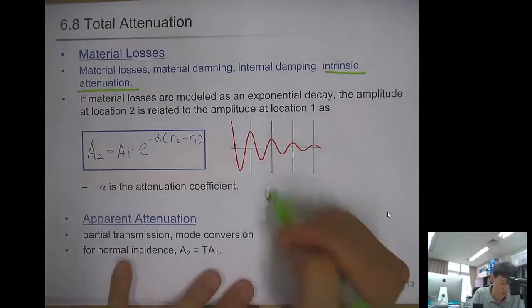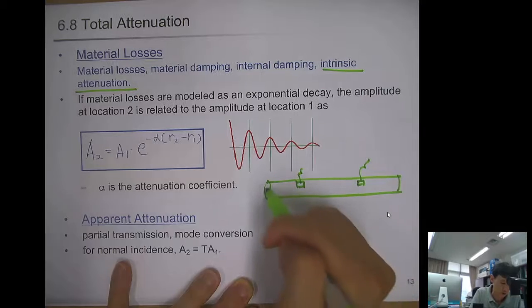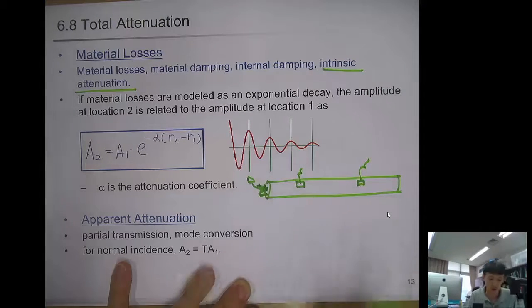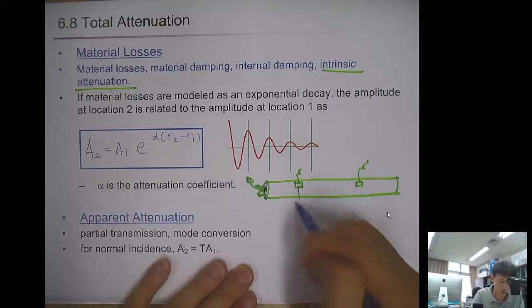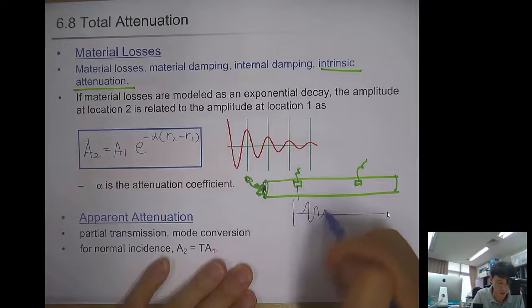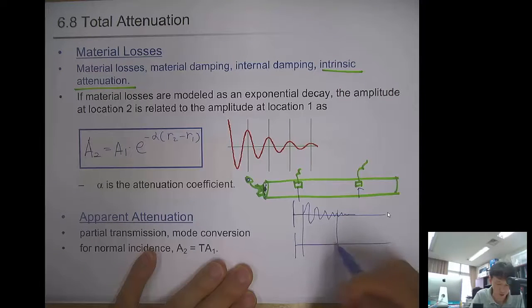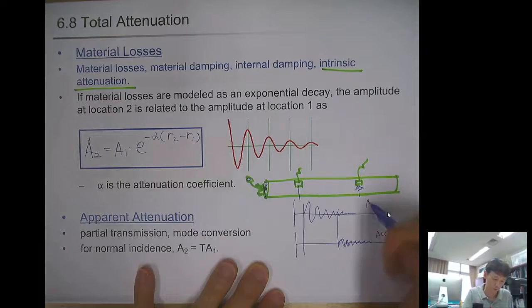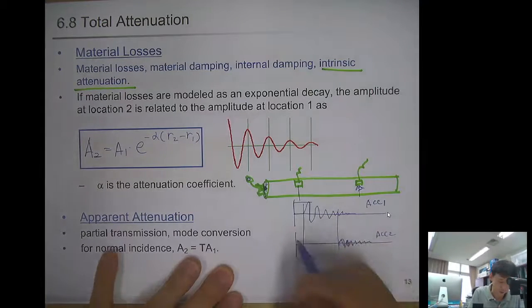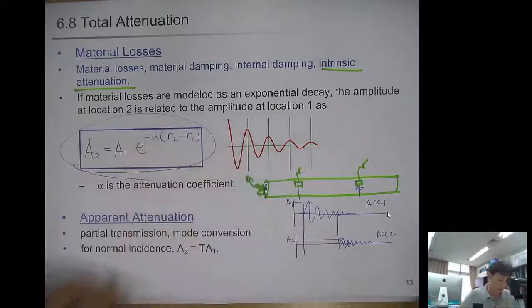For example, if we have this kind of a bar and we are measuring the amplitude when you hit one end of the bar with this steel ball, this sensor will pick up the signal like this, and this other one will pick up the signal in a delayed manner but with smaller amplitude. By looking at the amplitudes A1 and A2, we can identify the damping coefficient or the attenuation coefficient of the material. And this is the equation for that.